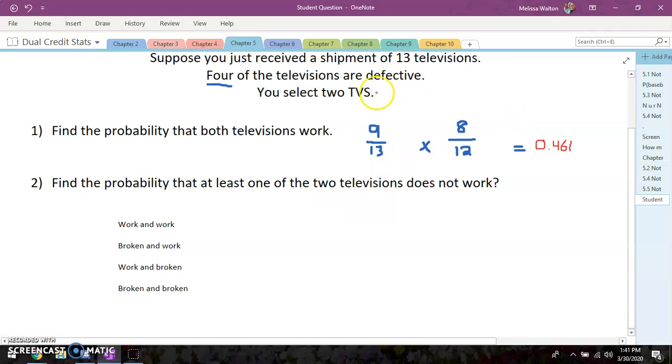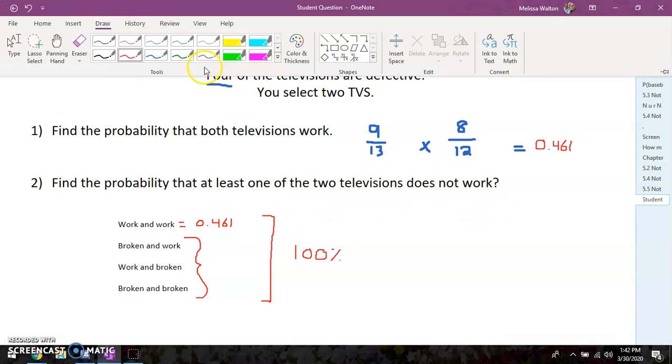So one thing we could do is we could repeat this whole process for all of these. But that seems kind of silly to repeat this process and add this probability plus this probability plus this probability. I know that all of these have to add up to 100%, correct? So if I want to find the probability that at least one doesn't work, well, if I know that the probability that they both work is right at 46%, well, hey-o, if this all adds up to 100%, I can figure out this one by just taking 100% minus 0.461.